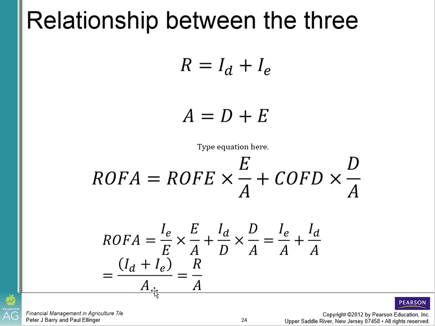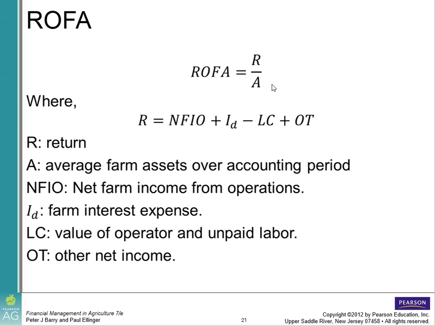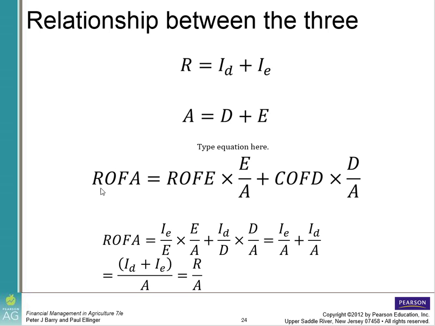You can combine the denominator because it's the same, and you're left with R over A, which is again nothing but the original formula for ROFA. So what I'm trying to show you is again that this thing over here holds.